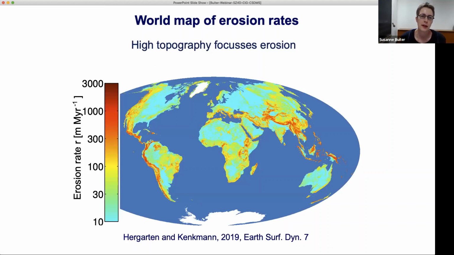If we look at this world map of erosion rates from Hergarten and Kenkmann, we can immediately see that there is a relationship between high topography and erosion rates. High areas of topography, like for example the Cordillera in North America, South America, the Himalayas, they tend to have high erosion rates. So high topography focuses erosion, and it's what we intuitively expect, right? Mountains catch the rain, they're often glaciated, so they will be eroded faster than flat-lying areas would.